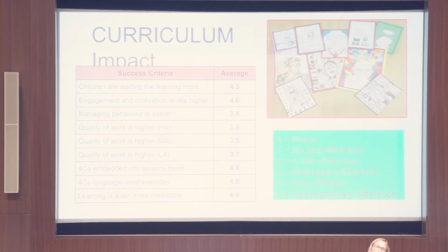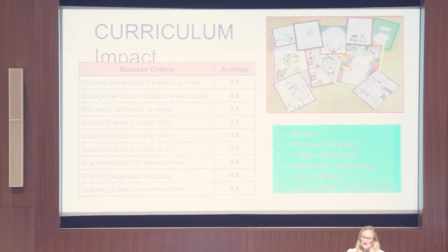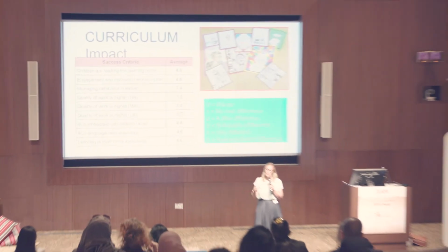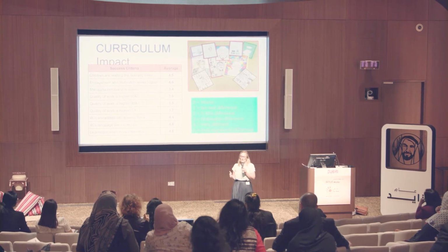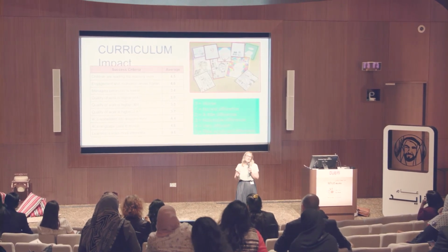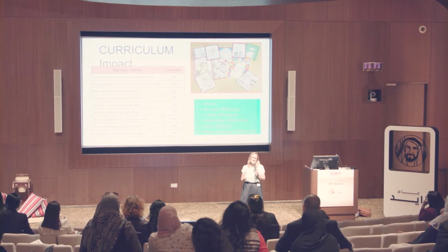6 weeks, that's not long. If you look at how often you're reviewing IEPs and everything like that, think about how much of an impact that is. Managing behaviour is easy. Luckily, as a school, we don't actually have behavioural problems, okay? I know we're very fortunate with that. But still, low-level disruption, 3.4, that's a huge difference. Engagement and motivation levels are higher, 4.6 out of 5 in just 6 weeks.